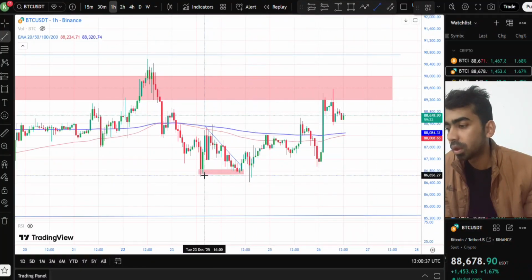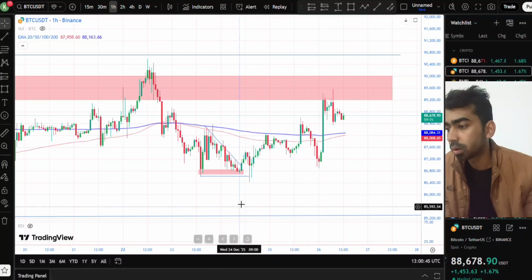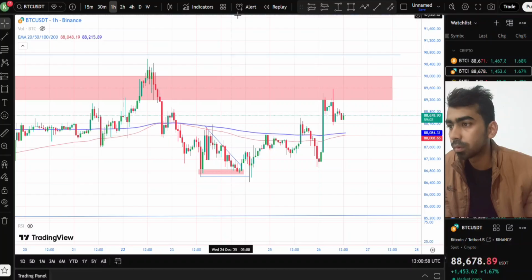Okay, and I also expected this thing. Here was the closest liquidity. Look at it, and I placed my trade from here. I'm going to show you.